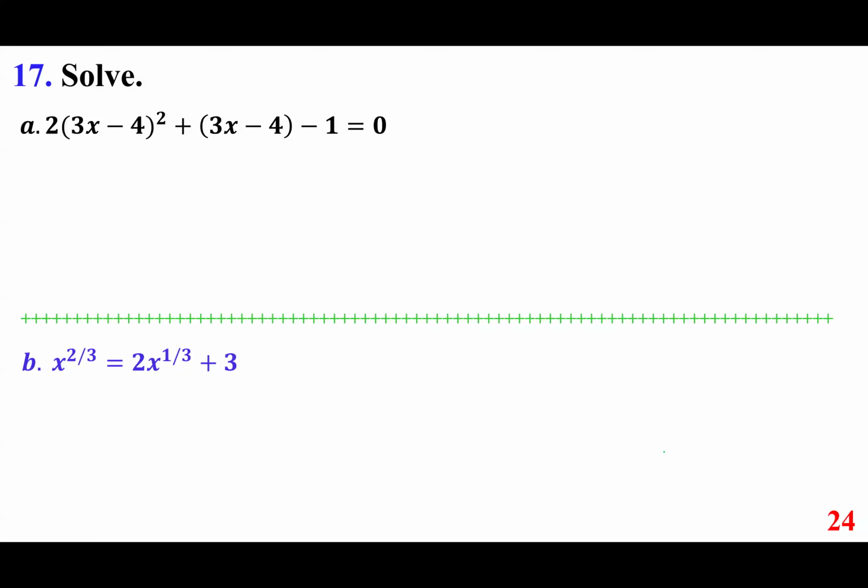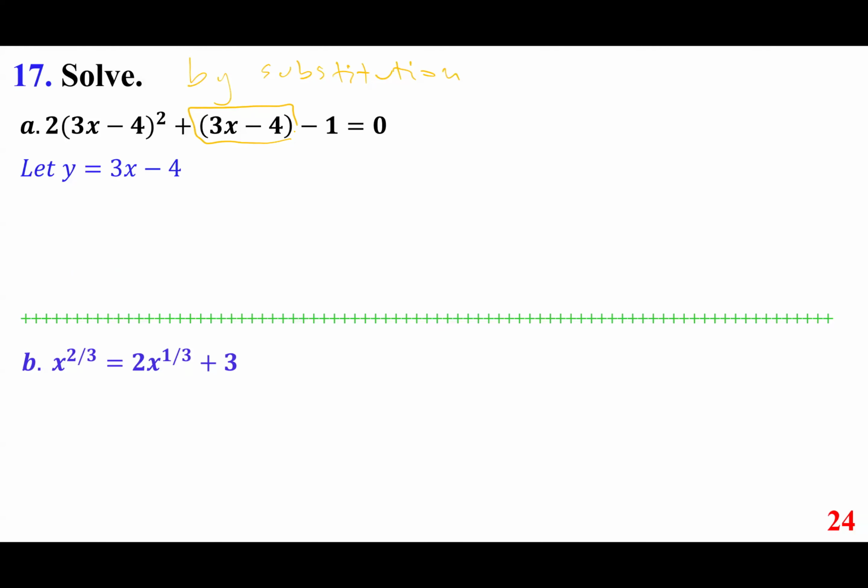To solve this, you could square this, multiply it by 2, add them up, simplify, and solve it. However, you notice this is 3x minus 4, and this is 3x minus 4 squared, so the best course of action is by substitution. Sometimes they mention by substitution, sometimes they don't. How do you substitute? You let something other than x represent 3x minus 4.